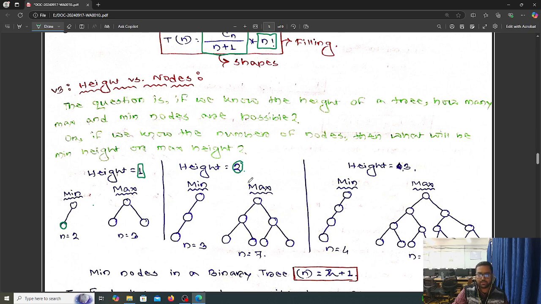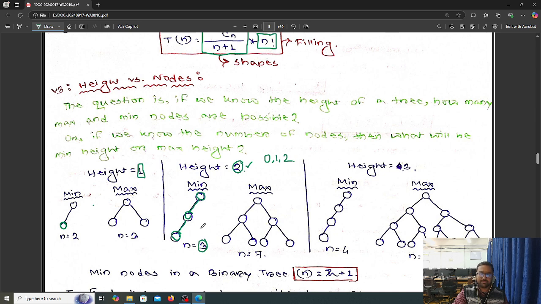If the height is 2, that means we must have at least 3 nodes. As a binary tree can have 0, 1 or 2 children, let us take one root. For increasing the height by 1, we must add one node here. Now to increase the height by 1, we can add another child. It can be a left or right child. I have taken the left child here. You can take the right child also. But to increase the height, we must add at least one node. That means for height equal to 2, we need at least 3 nodes.